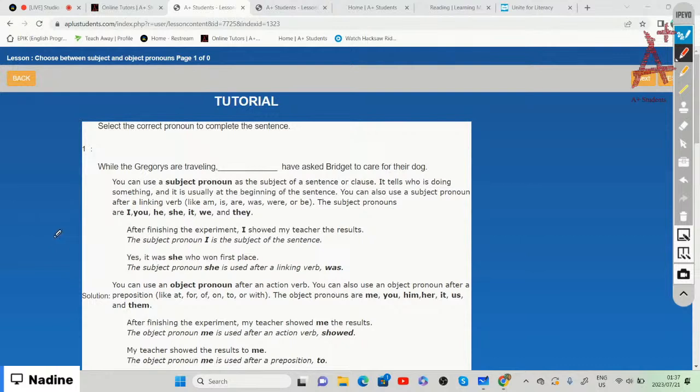All right, so now if we look at the example over here, it says, after finishing the experiment, I showed my teacher the result, right? Which means that the subject pronoun within that sentence is I. So I is the subject of the sentence, because I showed my teacher the results. So I is the subject pronoun within that sentence, right? All right, we're going to the next one.